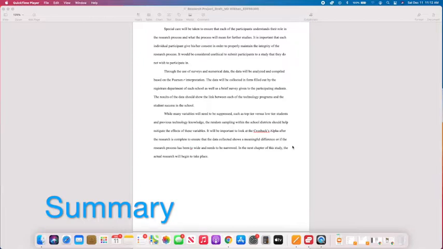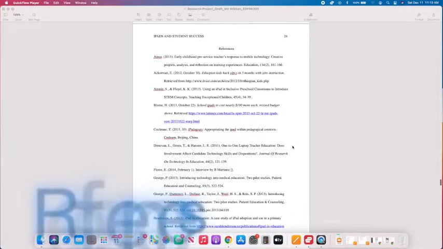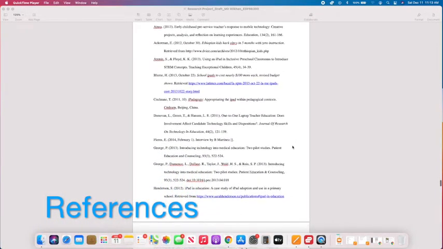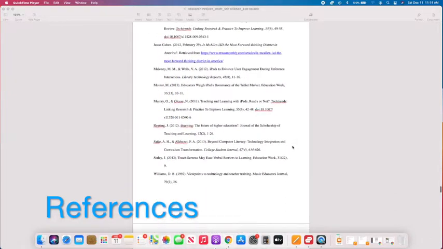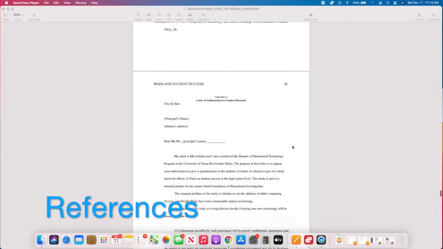And at the same time, while many variables will need to be suppressed, such as top tier versus low tier students and previous technology knowledge, the random sampling that the school districts use should help mitigate the effects of these variables. With that, here are a bunch of references that I have looked at from various sources, and I have talked about this in the paper as well.